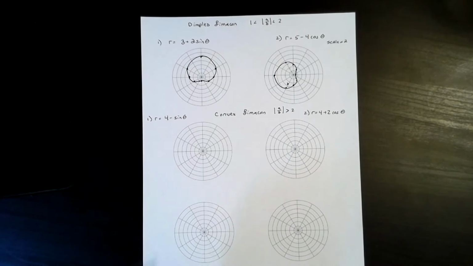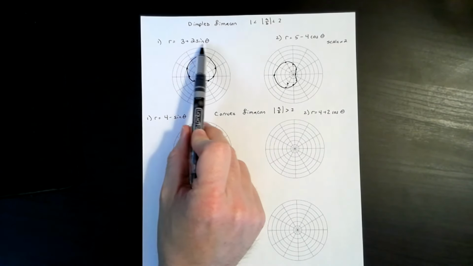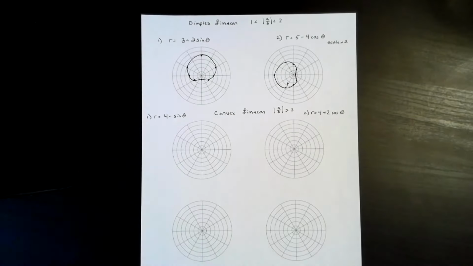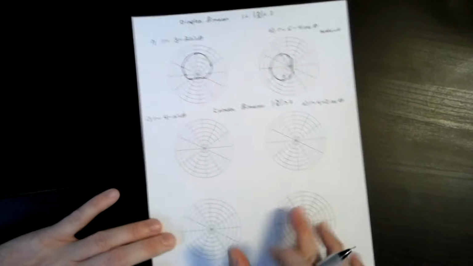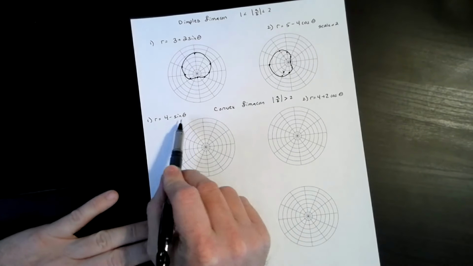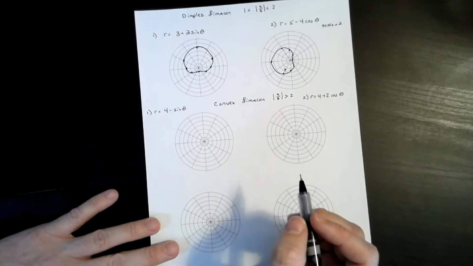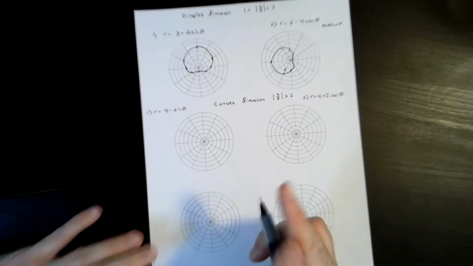Now for convex, very similar to dimpled, this will not hit the pole at all. None of these will hit the pole because it's impossible. The largest sine can be is 1, 3 minus 1 is 2, and so forth. So 3 minus 2 and 3 plus 2 will never get you to 0. Here, we're going to start the same way. It's going to be in the negative y direction.